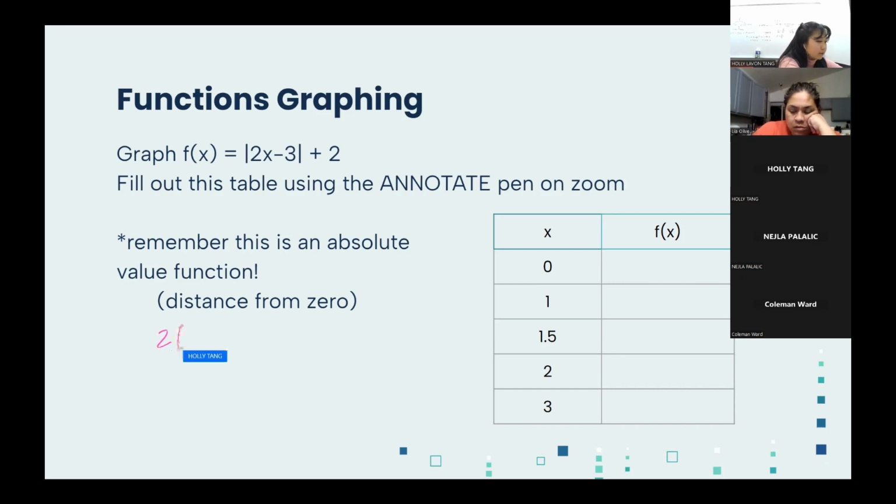So we've got 2 times 0 minus 3, plus 2. This goes to 0, we get -3, absolute value of -3 plus 2. So then at x equals 0, we get 3 plus 2, which equals 5. Cool.